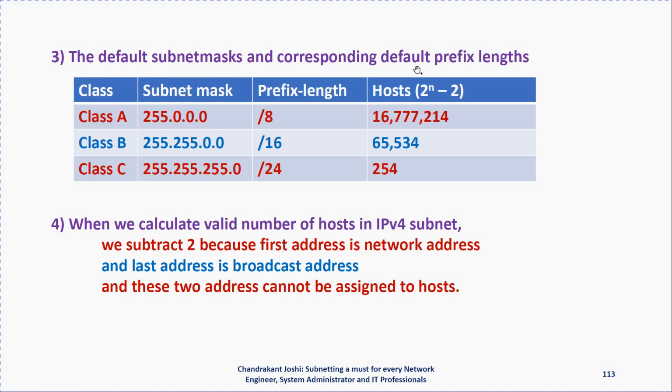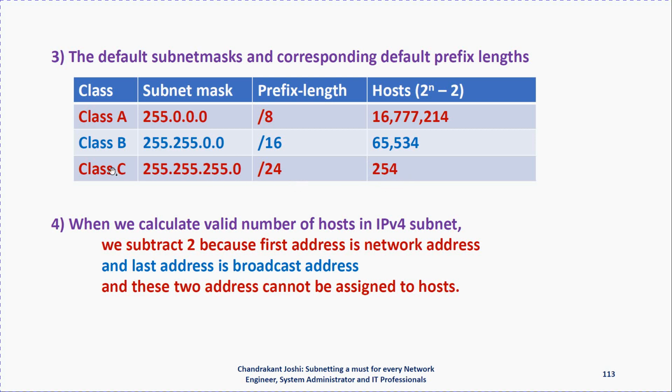We have also seen the default subnet mask and the corresponding default prefix lengths. For class A, the default subnet mask is 255.0.0.0, or /8, and there can be over 16 million hosts per default subnet. For class B, the subnet mask is 255.255.0.0, same as /16, and these are over 65,000 hosts. Likewise, for class C, the default subnet mask is 255.255.255.0 or /24, and per subnet we can have 254 hosts.